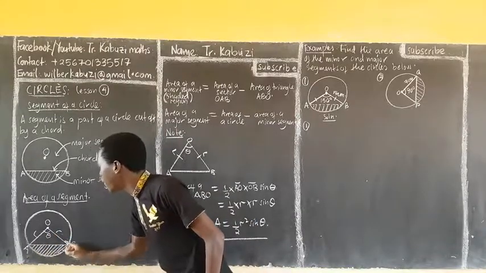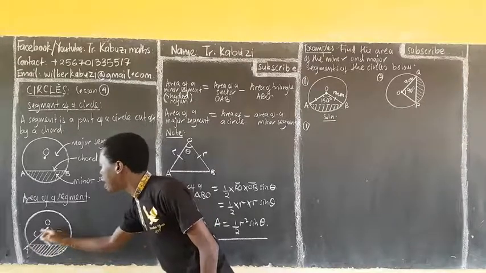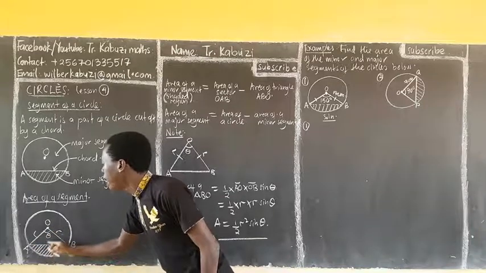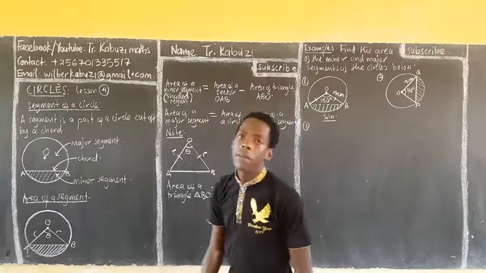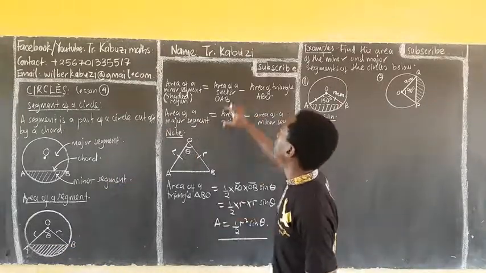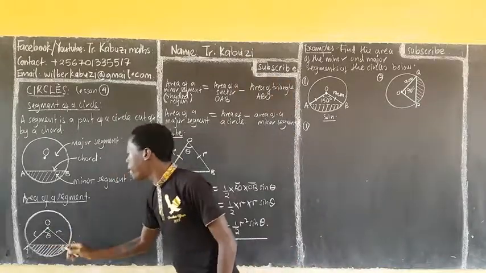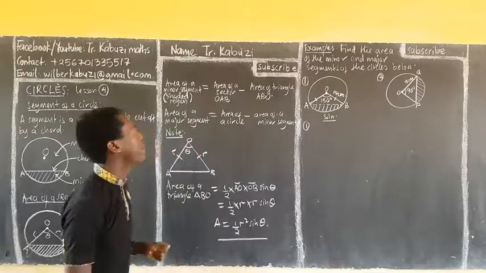We first get the area of this sector. Then, if we know the area of this triangle and the area of this sector, if we subtract the area of this triangle from the area of this sector, we can get the area of the remaining region. That's why you get the area of the sector minus the area of the triangle AOB. So, in simple terms, that's how we get the area of the minor segment.